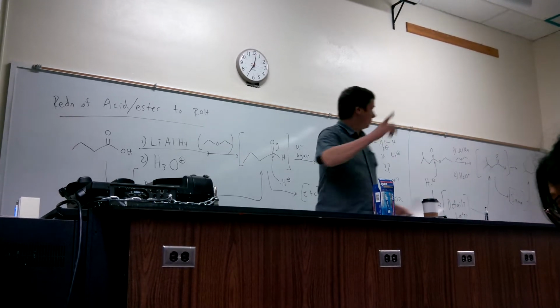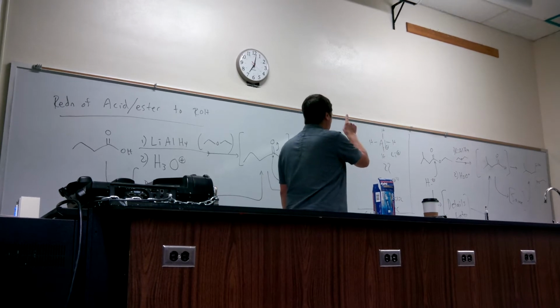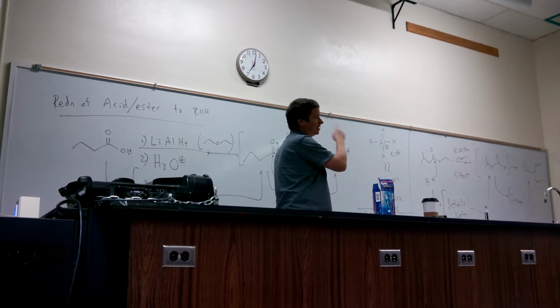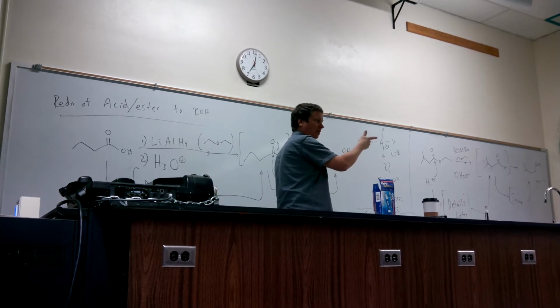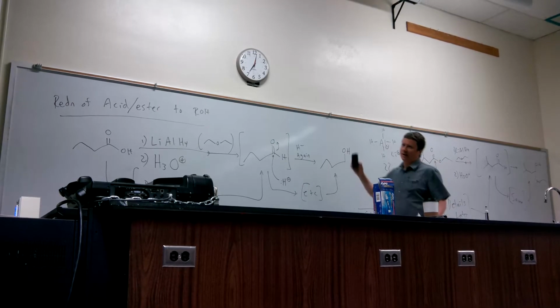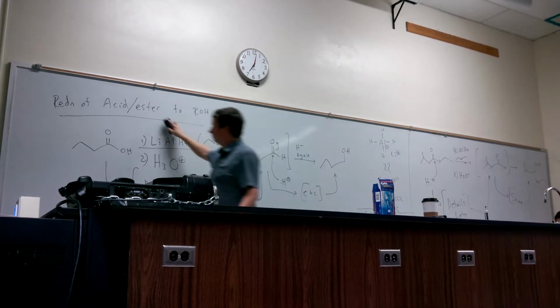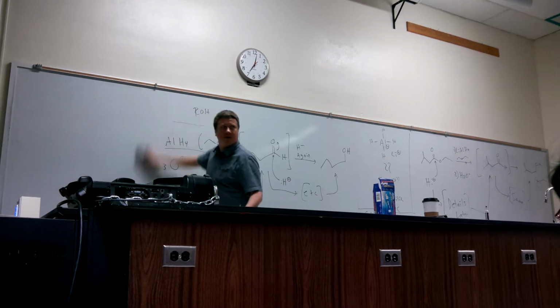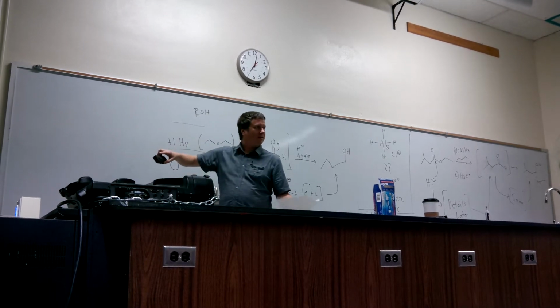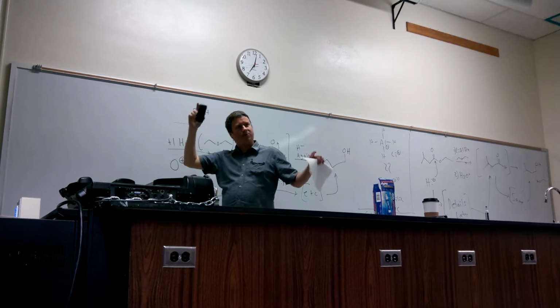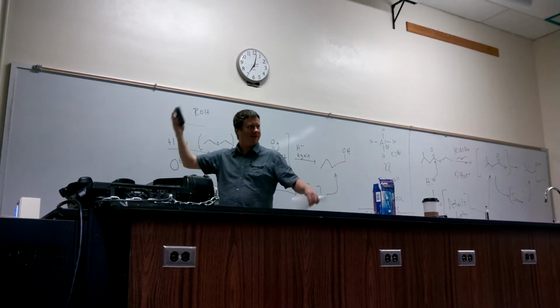All right, so then the obvious question is, why do we need a stronger reducing agent for esters and acids? That's a good question, right? Why do we need this stronger reducing agent? Why can't we use sodium borohydride? Any ideas? Yeah, something like that. Exactly. It's more stable. If something is more stable, you need a bigger hammer.